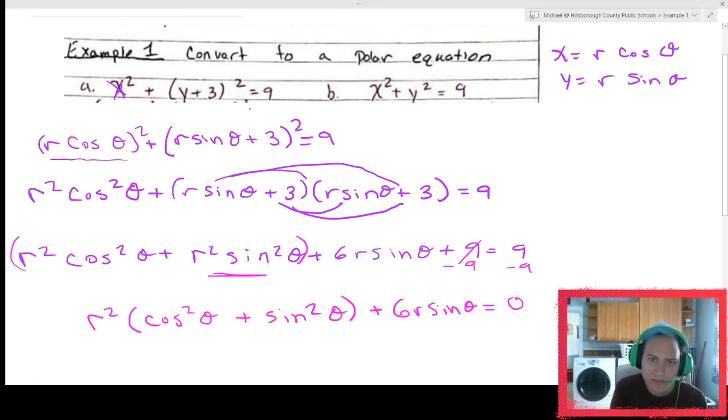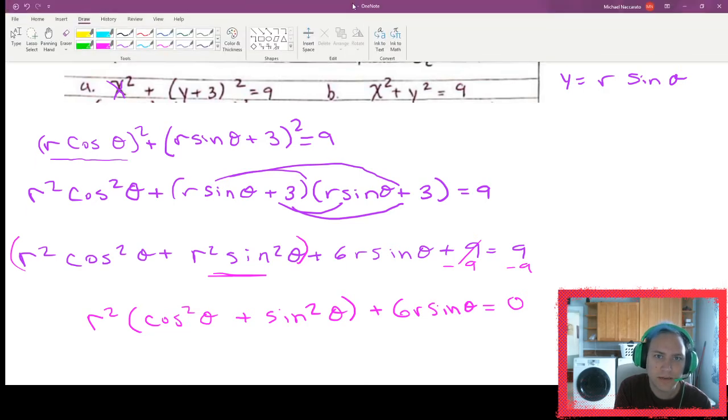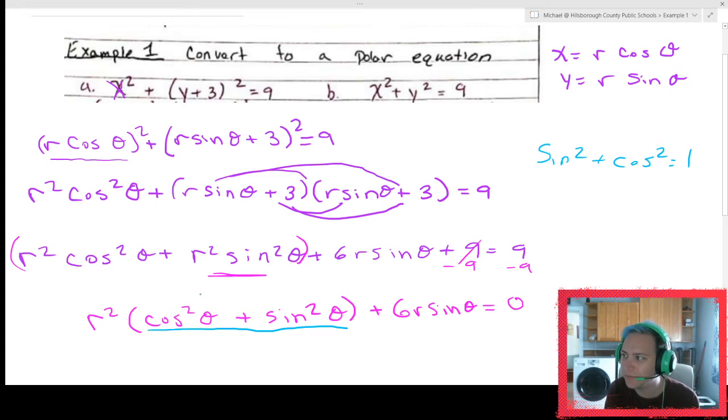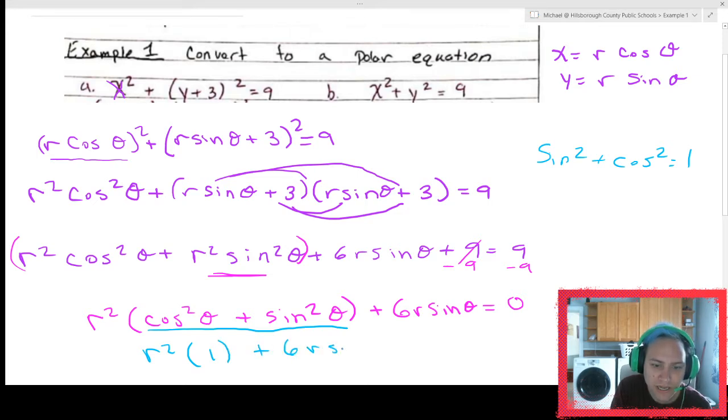So the last real simplification step I can see right there, let me switch to another color again one more time. The last major simplification I see here is sine squared and cosine squared. We know that from our trig chapter, right? Sine squared plus cosine squared is equal to 1. That's an easy one to remember. So I'm going to take that parentheses, cosine squared plus sine squared, and change it to a 1, plus 6r sine of theta equals 0.